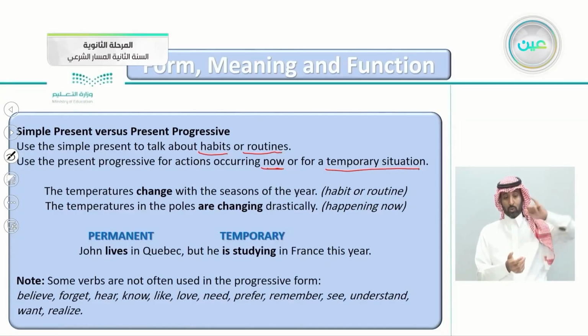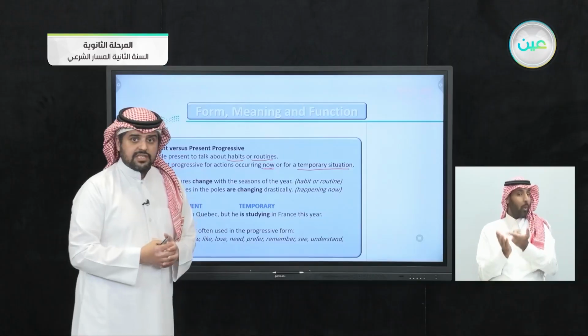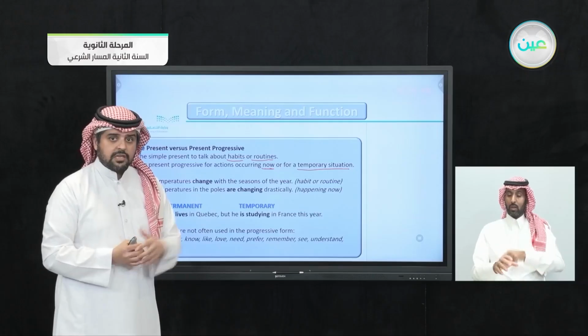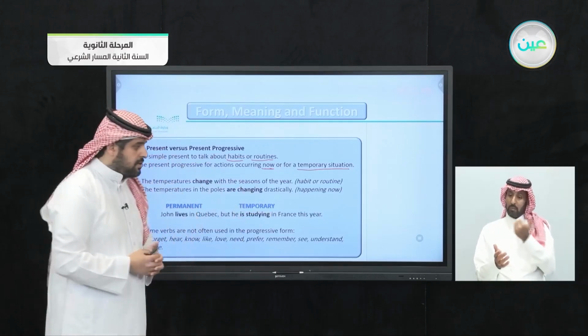John lives in Quebec, but he is studying in France this year. So notice here, John lives in Quebec. This is permanent. This is present simple. But he is studying in France this year. This is temporary. So this sentence combines the use of present simple and the present progressive. This is the use of progressive because it's a temporary situation. He'll be studying, then he will come back to Quebec.